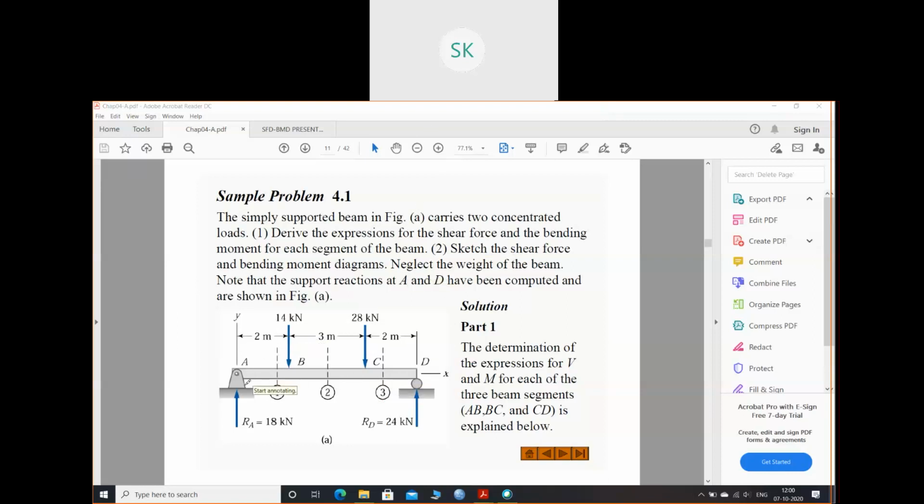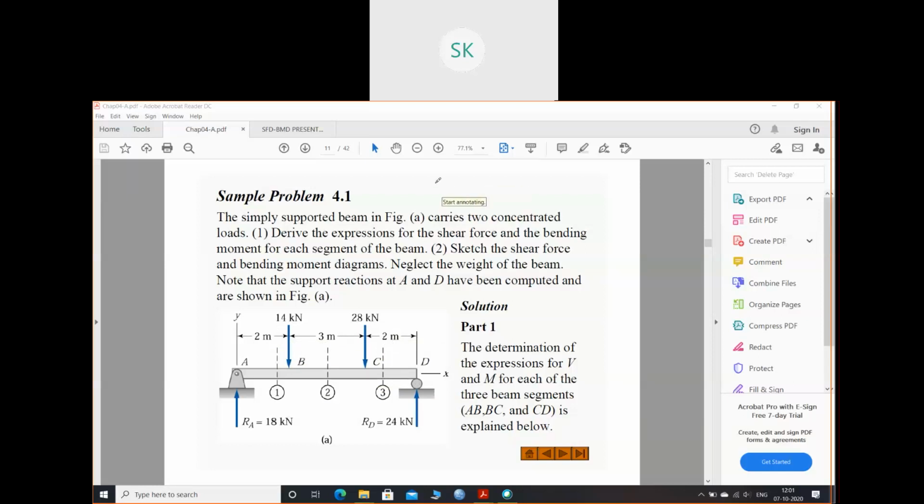We have to find out the shear force at different positions, and we have to draw the shear force and bending moment diagram. Okay, so see, these are the two loads. You generally see it is making three sections. So what you do, you just find the shear force in this section, shear force in this section, and shear force in this section. Again, you just find the bending moment in this section and this section.